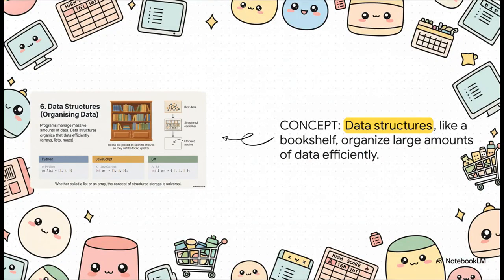So what happens when you have a whole bunch of related items, like a list of high scores or all the things on your shopping list? You definitely don't want to create a separate variable for every single one. That would be a nightmare. That's where data structures come to the rescue. Think of them like a bookshelf, a perfect way to organize a whole collection of similar things all in one place.